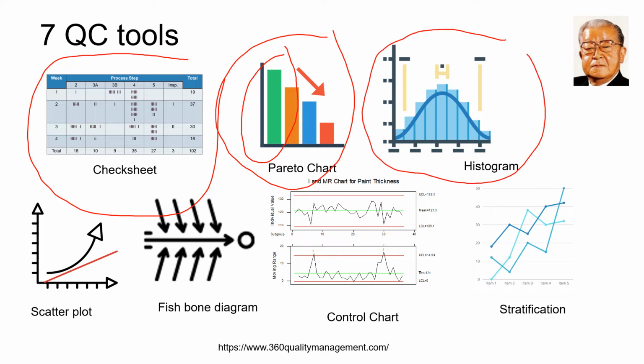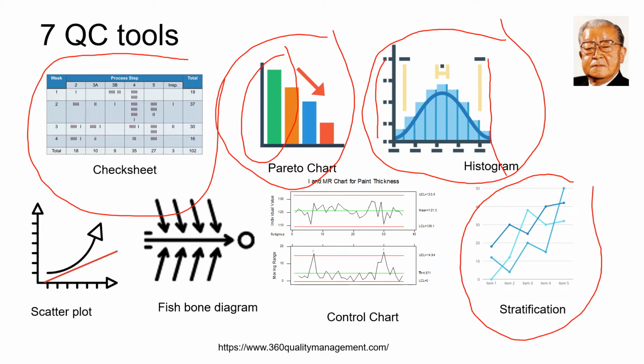Next is the histogram. It is a bar chart display of the distribution of individual measurements taken on a part, and it gives a snapshot of the variations of the whole measurement parameters. The fourth is stratification, which separates the data gathered from a variety of sources so that the pattern can be clearly seen, such as by manufacturing line or by different suppliers.